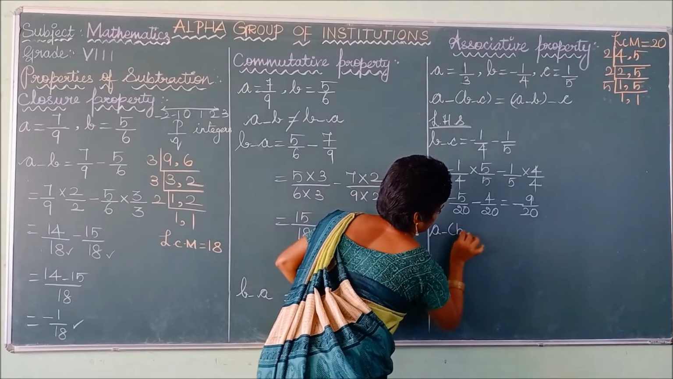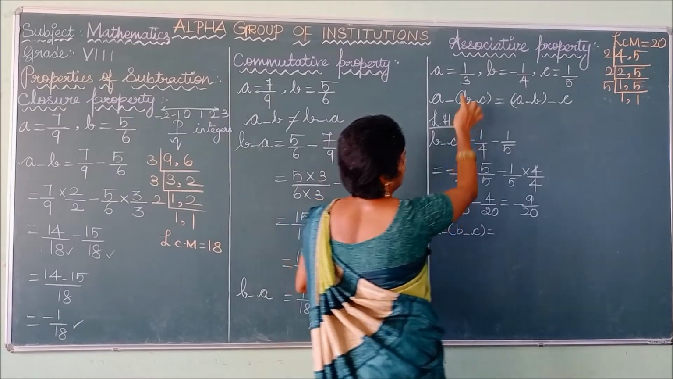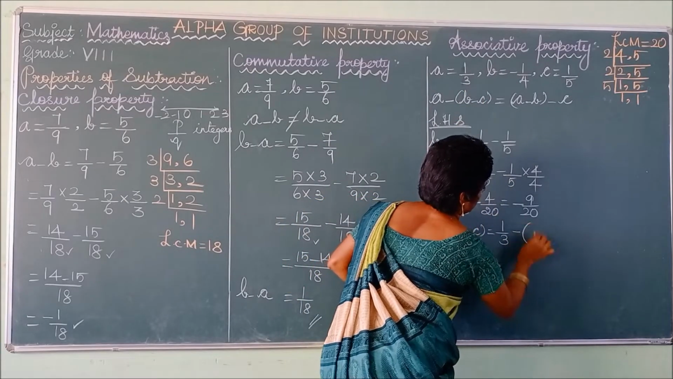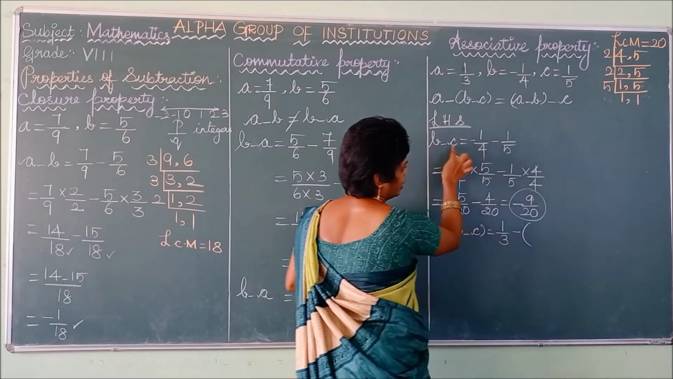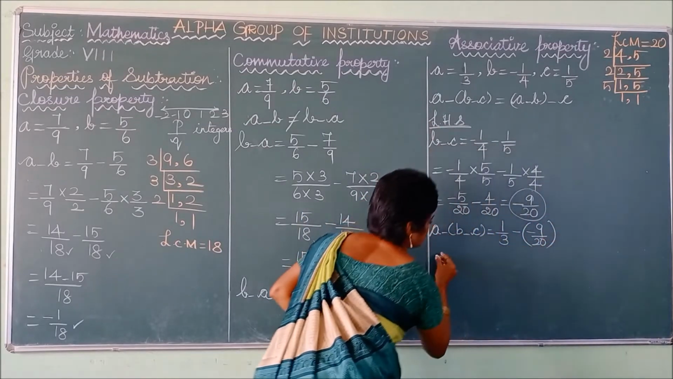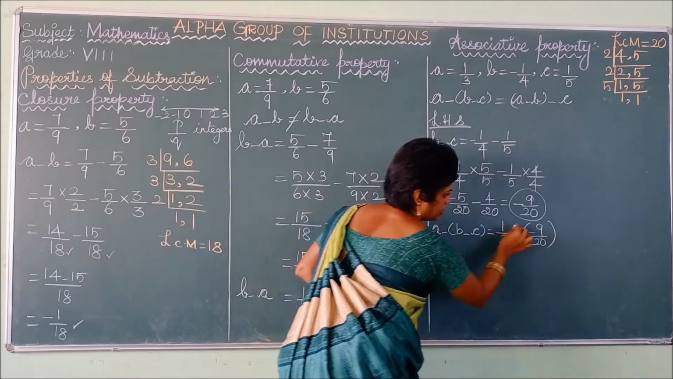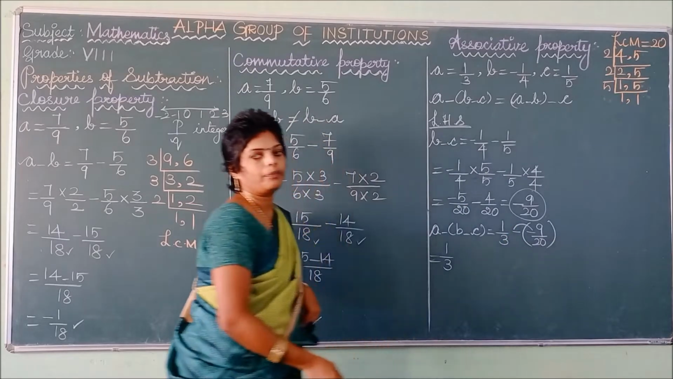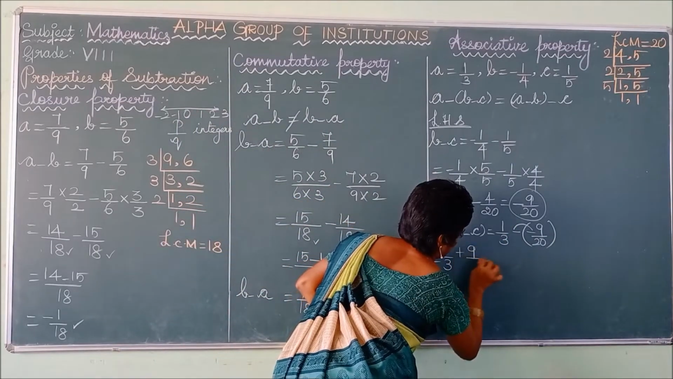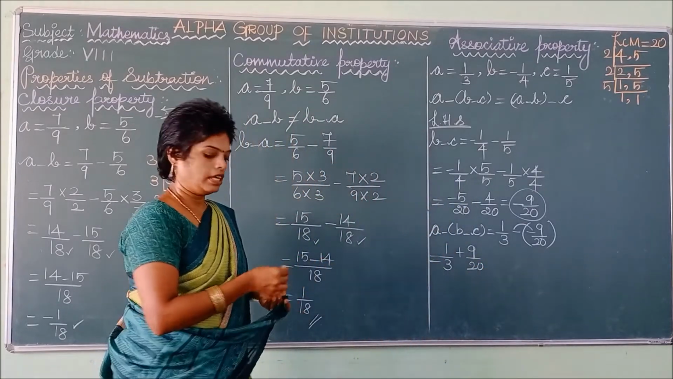Now apply it in this value. A minus (B minus C). So what is the value of A? The value of A is 1 by 3 minus, then what is the value of B minus C? Minus 9 by 20. Now listen, you can write this 1 by 3 as it is. Apply the formula. Minus into minus is plus. Plus 9 by 20. Now we have to check the LCM for 3 comma 20.